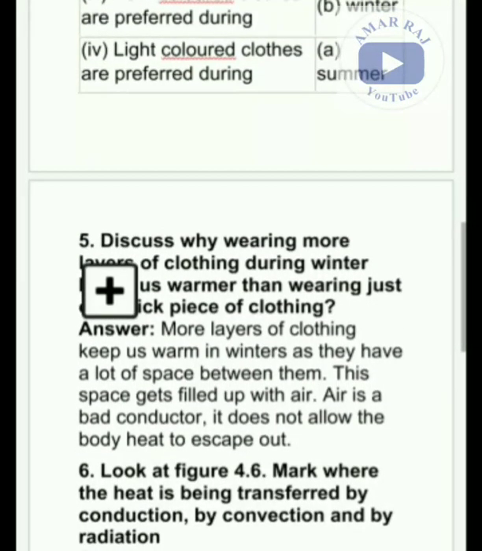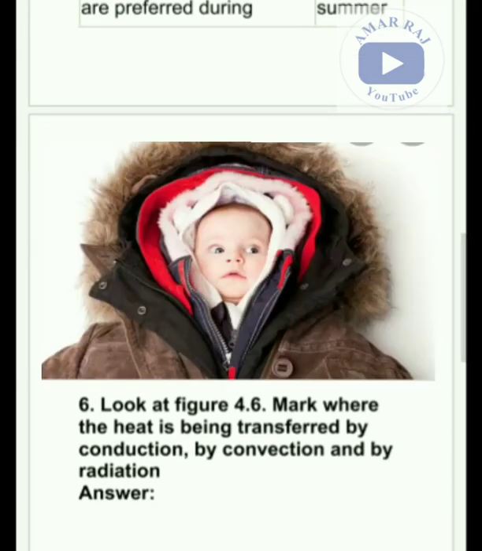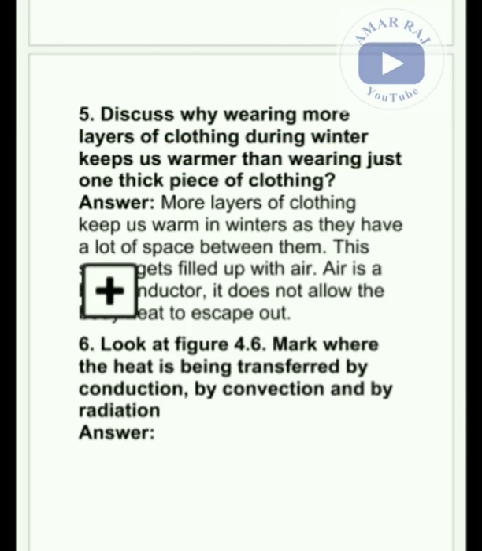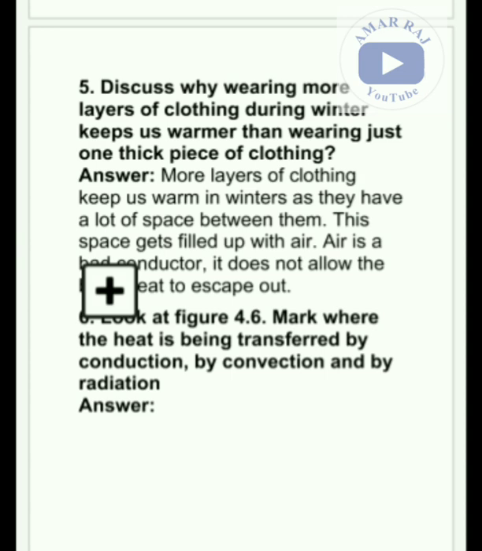Now see question number 5: Discuss why wearing more layers of clothing during winter keeps us warmer than wearing just one thick piece of clothing. You can see the answer: more layers of clothing keep us warm in winter as they have a lot of space between them, and this space gets filled up with air.